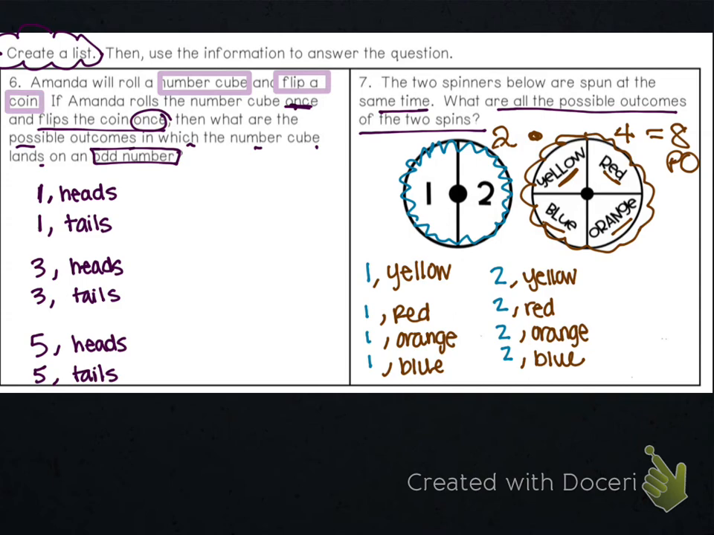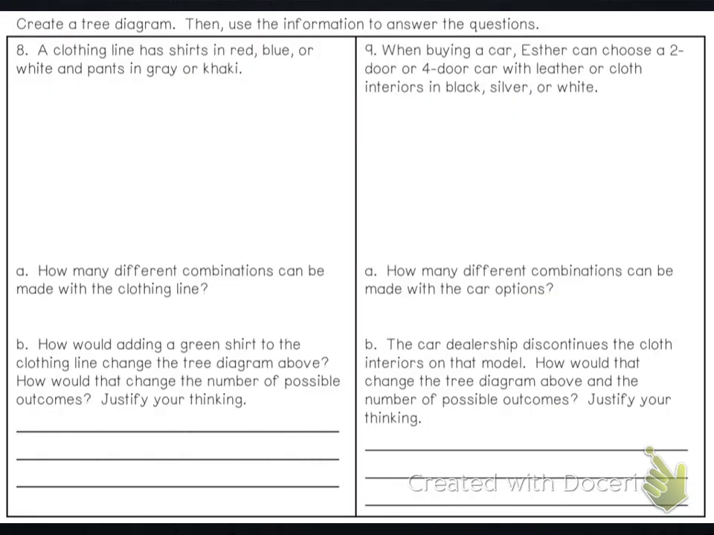Okay, so number 8 says that a clothing line has shirts in red, blue, or white, and it has pants in gray or khaki. It wants us to create a tree diagram. So what are my possible shirts here? We're going to do what's called branches for each possible color shirt. The possible shirt colors are red, blue, or white.